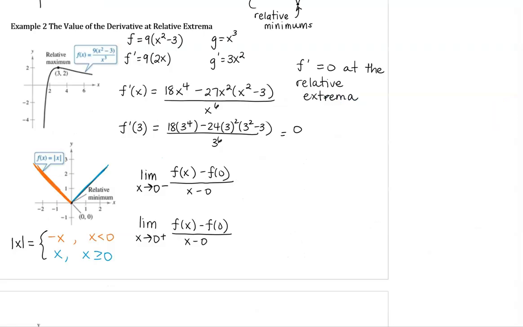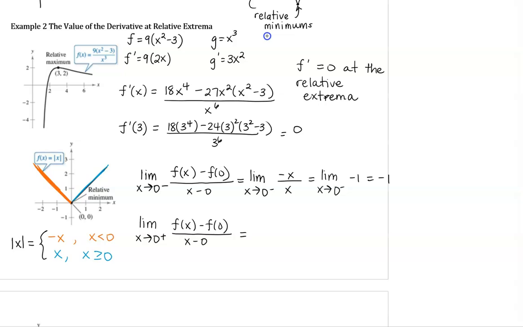As we approach from the left, the orange line is the line negative x. And f of 0 is simply 0, so we're left with negative x over x, which is the same thing as negative 1. And so this entire limit is equal to negative 1.